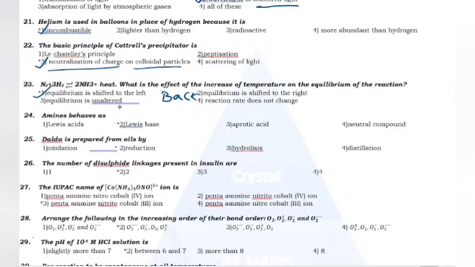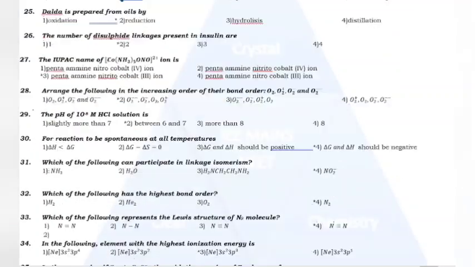Next, dalda is prepared from oils by, see, dalda, vanaspati and all, they prepare in the industries from the oils, especially by catalytic hydrogenation in presence of nickel. In the hydrogen and its compounds lesson, we have this concept, and hydrogenation is nothing but reduction. So liquid oils readily give solid fats on reduction. So the second one is the correct one.